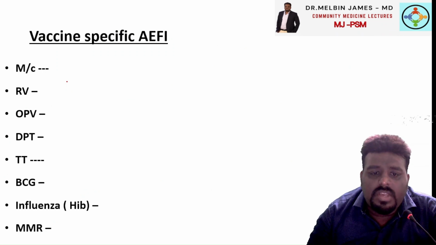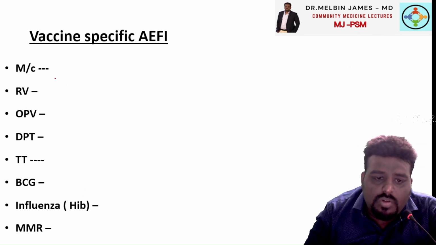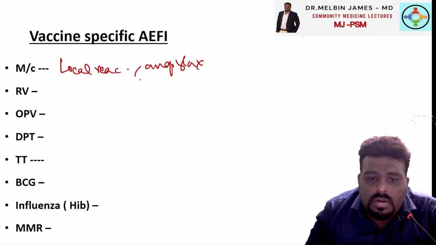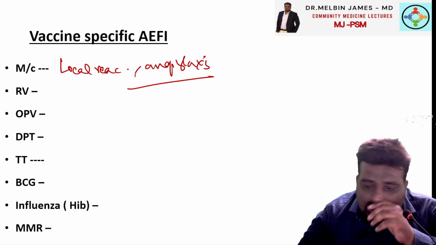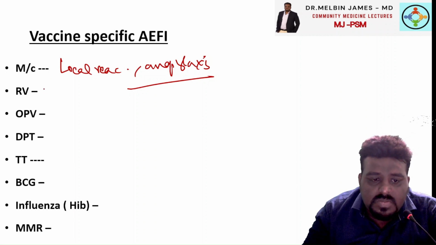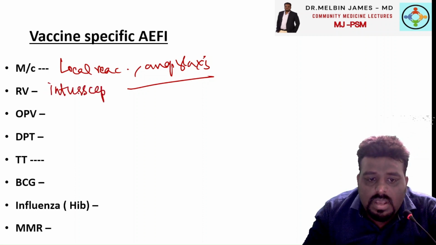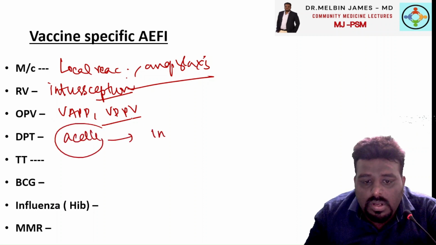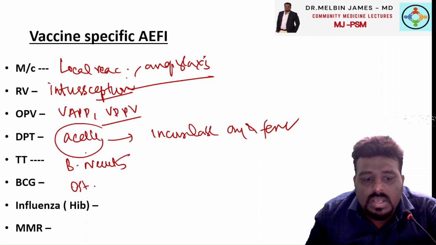And there are vaccine specific side effects in the list of vaccines. Most commonly we have local reactions and anaphylaxis for most of the vaccines. Any vaccine, if not properly maintained, can cause local reactions and anaphylaxis. There are some specific side effects particular to the vaccine. Rotavirus can cause intussusception, OPV can cause VAPP and VDPV. DPT, mainly the acellular component of pertussis, causes inconsolable cry and fever. And TT causes brachial neuritis, BCG causes osteitis and lymphadenitis.